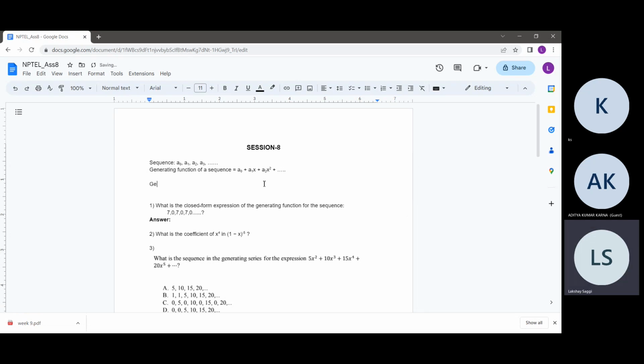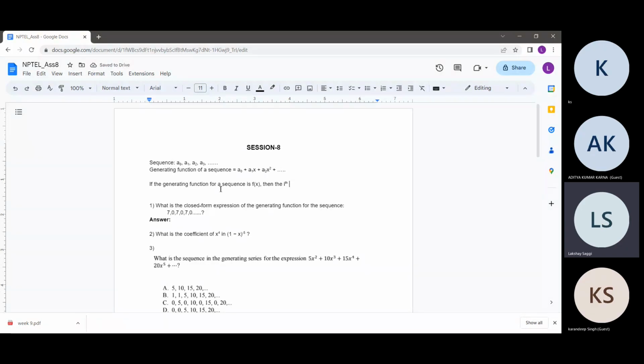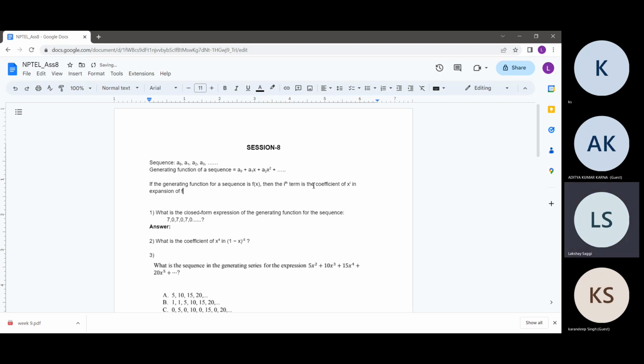Another way to put it: if the generating function for a sequence is f of x, then the ith term of the sequence, where i can go from 0 to infinity, so the 0th term would be basically A0, is the coefficient of x to the power i in the expansion of f of x.